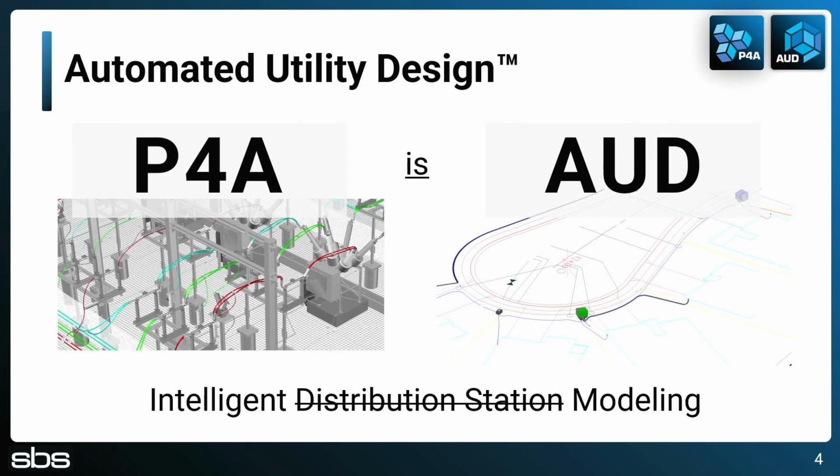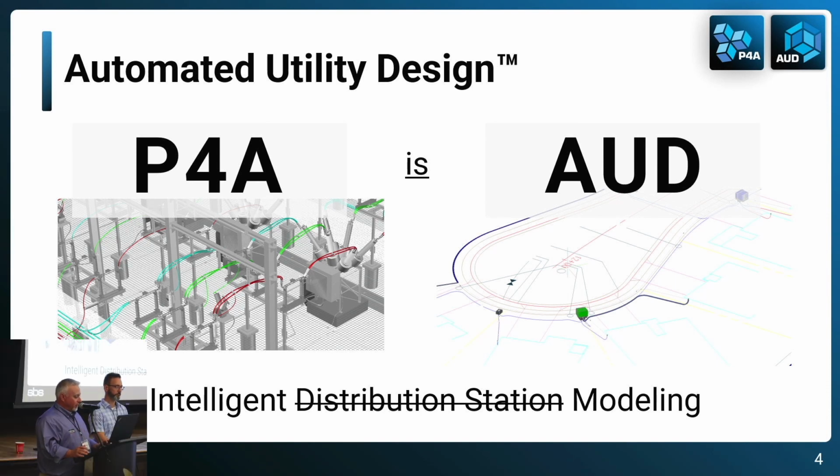So when we add a feature for one set, it often improves the same features and types of use in the other product as well, or how it would be used in substation versus distribution. So when we talk about intelligent distribution station modeling, we're really just talking about intelligent modeling. That's what this product is all about. Whether you're calling it P4A or you're calling it AUD, it is really the same thing.